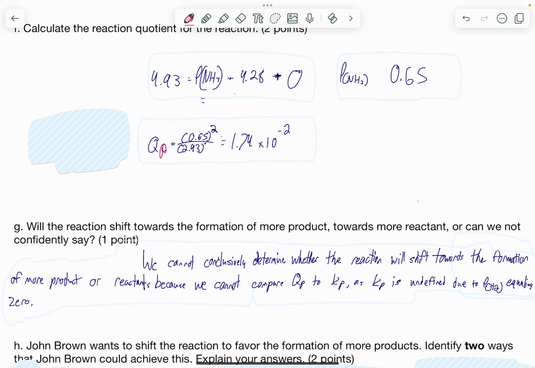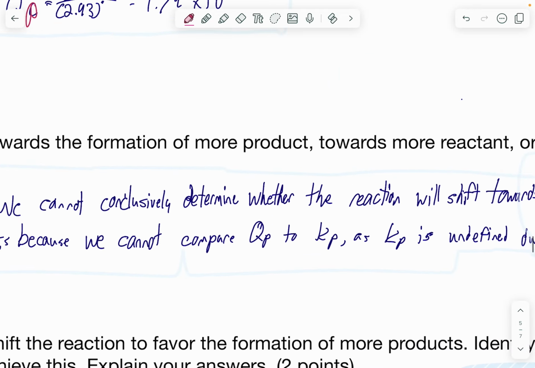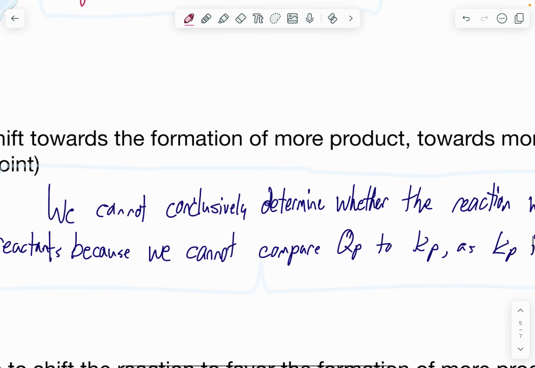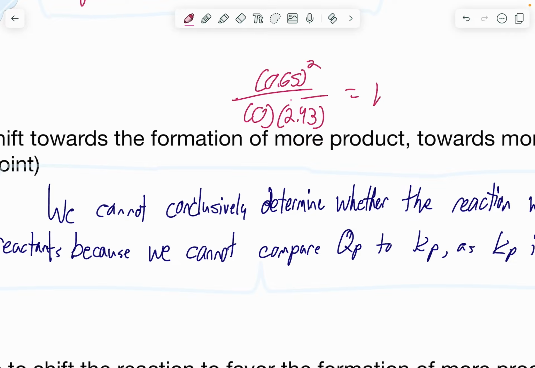If QP is less than KP, then we know that the reaction will have to shift towards the right. If QP is greater than KP, it'll have to shift towards the left. But KP is undefined because we have 0 partial pressure of hydrogen at equilibrium. So at equilibrium, you would have 0 times 2.43 over 0.65 squared, and that would give us undefined. We can't have that.